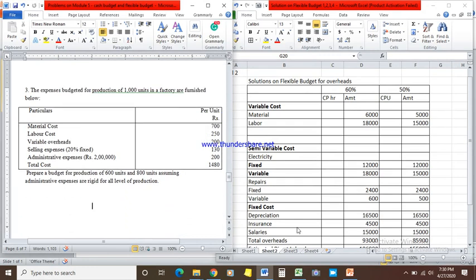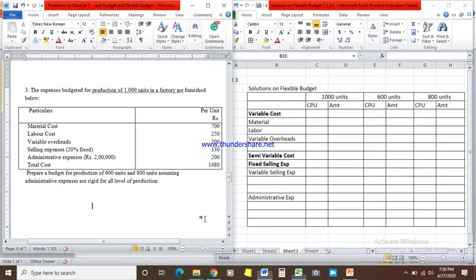So in the third problem, the expenses budgeted for production of 1000 units in a factory are furnished below. So this is regarding 1000 units. If the company manufactures, what are the various costs it is going to incur? So particulars and per unit amount are given. Material cost is going to be 700 rupees per unit, labor 250, variable overhead 200, selling expenses, which is going to be 20% fixed. So out of the 130 rupees given, 20% is going to be the fixed selling expense.